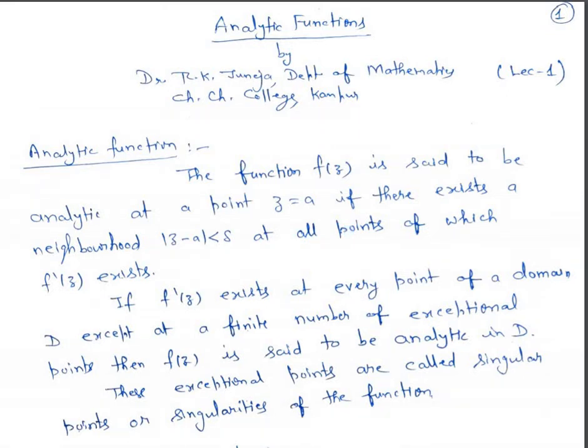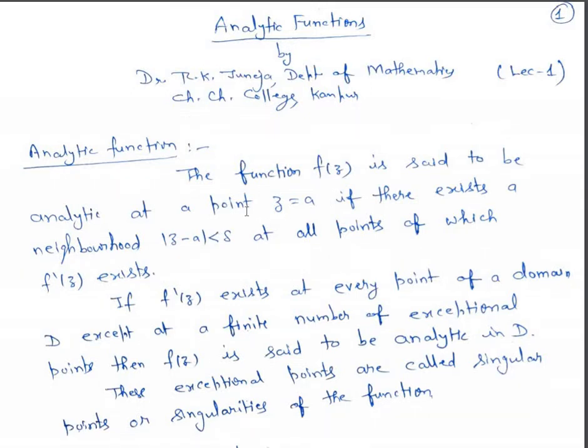Dear students, today we are going to start the first chapter in complex analysis, which is analytic functions. Now, what do we mean by an analytic function? The function f(z) is said to be analytic at a point z = a if there exists a neighborhood |z - a| < delta at all points of which f'(z) exists.